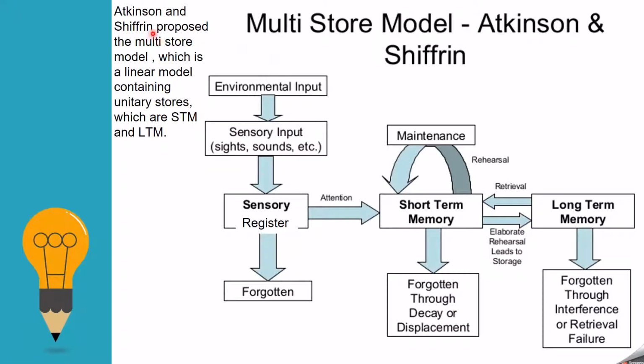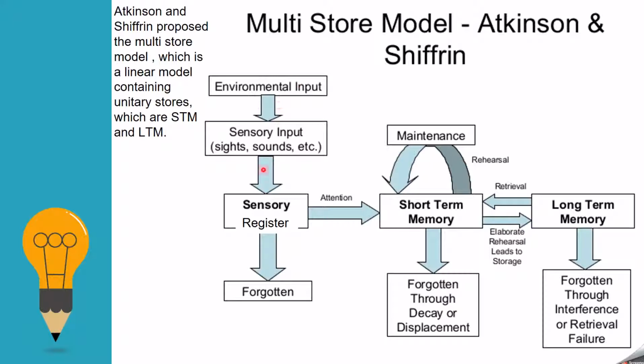Atkinson and Shiffrin proposed the multi-store model, which is a linear model containing unitary stores, which are short-term memory and long-term memory. For those who haven't seen this model, it may seem complicated at first. When I first started psychology, I thought, whoa, this is a bit complicated. But as soon as you get to know what short-term memory and long-term memory are, it's pretty simple. If you haven't seen my previous videos on short-term memory and long-term memory, I would go and see those first and then come back to this, and it will make life a little bit easier.